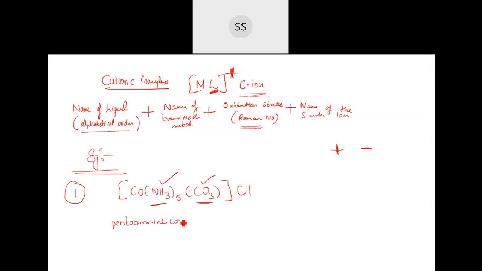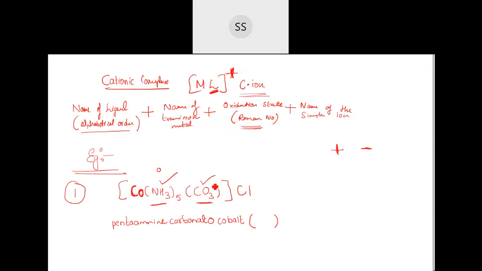So this part is over. Next comes the CO3 part. The CO3 name is carbonato, because it is a carbonate compound. After that it is cobalt. This is the cobalt ion, the metal atom, capital C and then small o. Once you finish naming the ligands in alphabetical order, next is the name of the transition element, and here the transition element is cobalt, so you write the name of that.